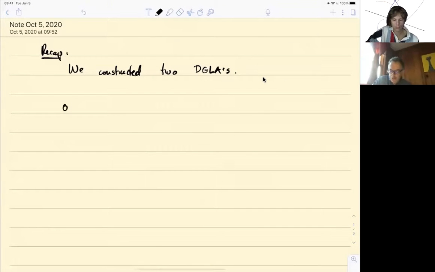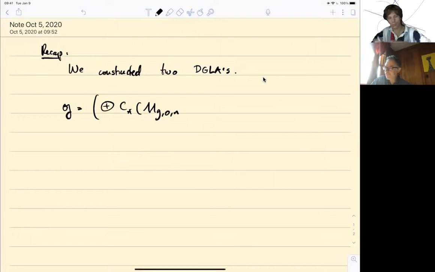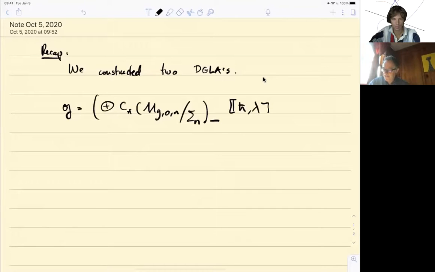One I will call G, and it's something that looks of the following sort. Direct sum. I'm going to ignore some slight technical issues, but that's not so important. Chains on M_{g,0,n} mod sigma n, minus, and h bar and lambda, with some differential, which I will call like this, and with bracket denoted by this.